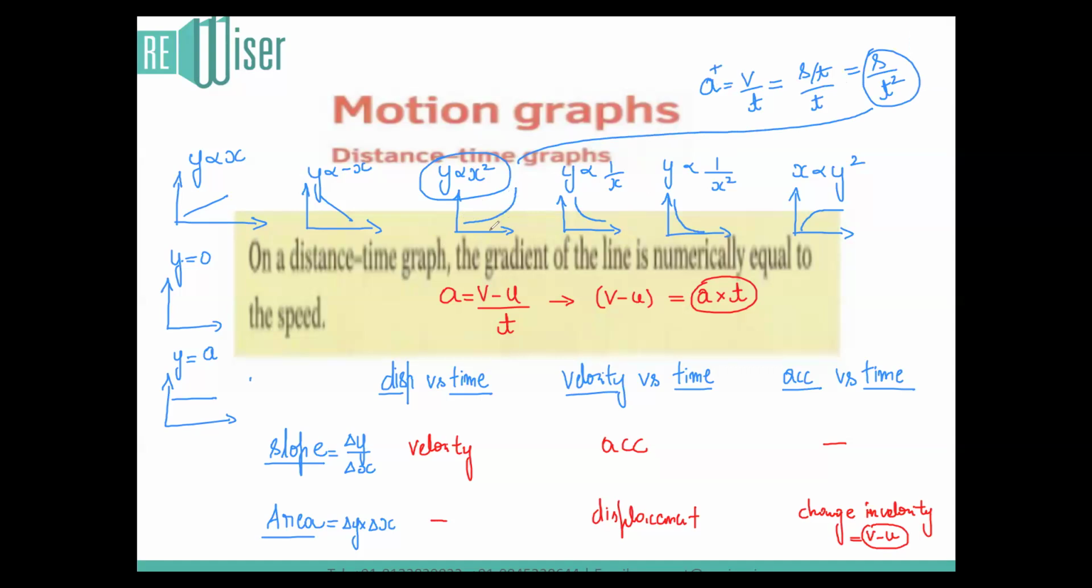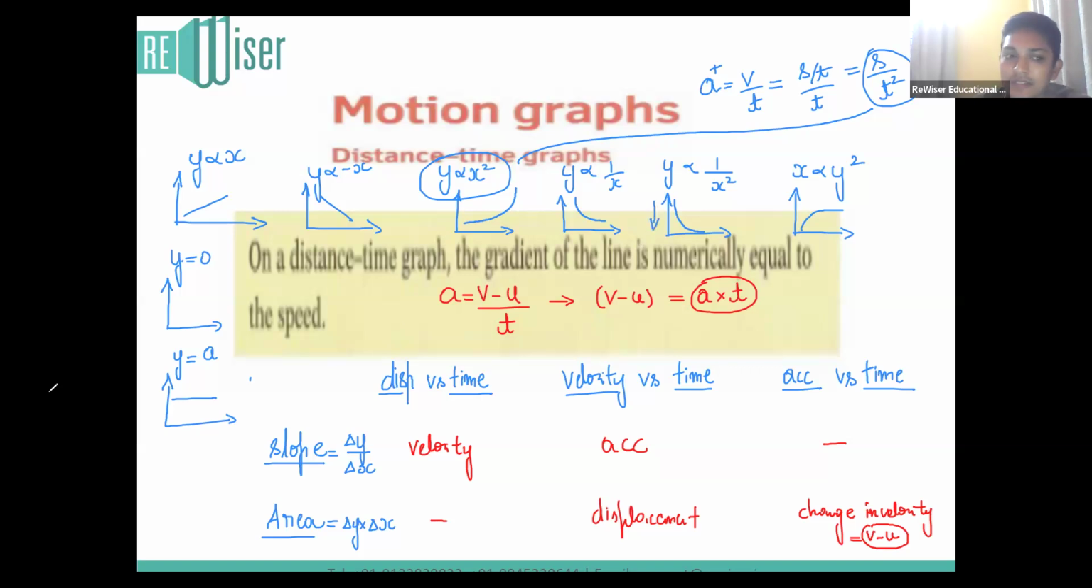If acceleration is negative, how will the displacement versus time graph look? Think and tell. If acceleration is negative, that means the body will eventually come to rest, which means its displacement should eventually become constant. Eventually, y is proportional to 1 by x. But that would mean that displacement is negative or decreasing. That's not the case, right?